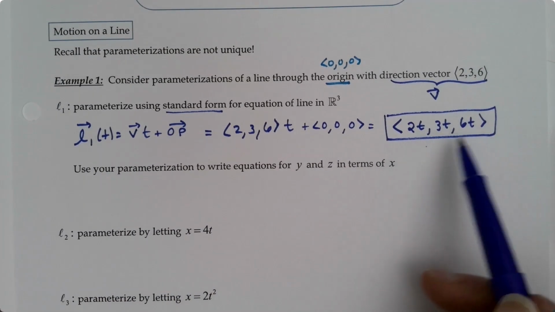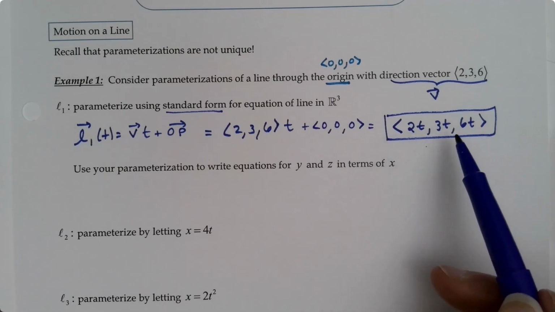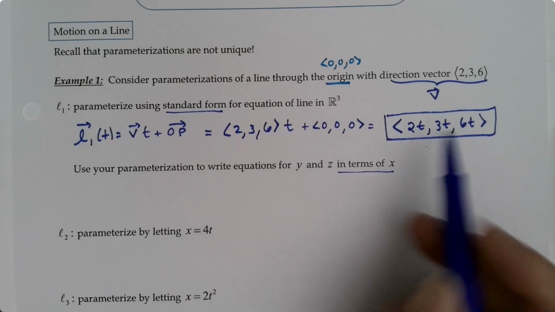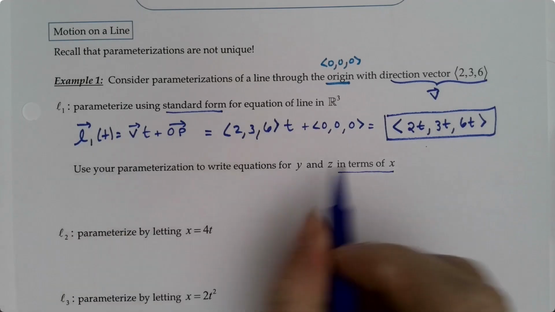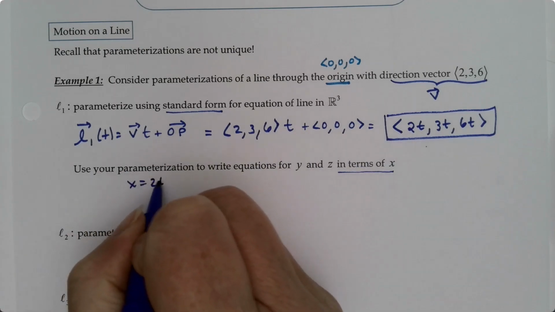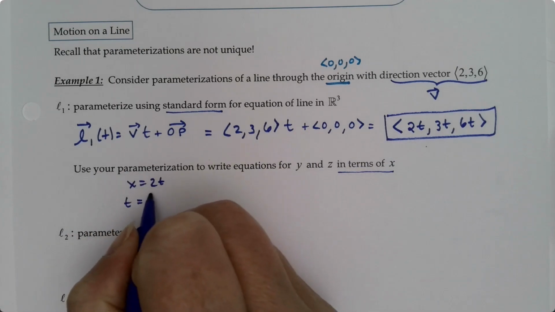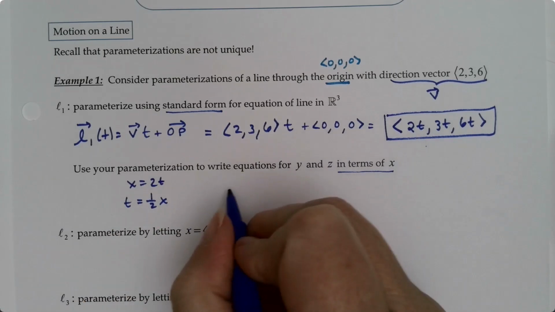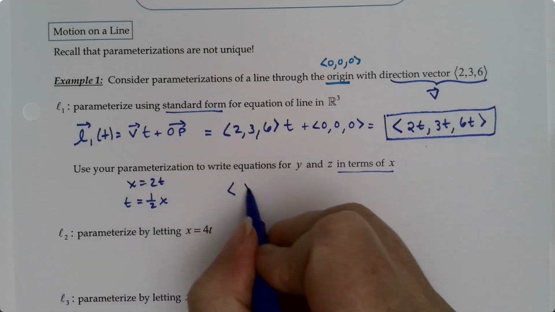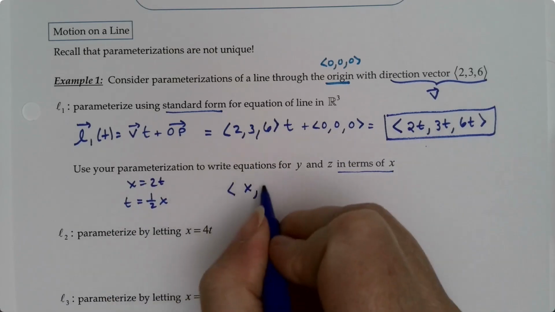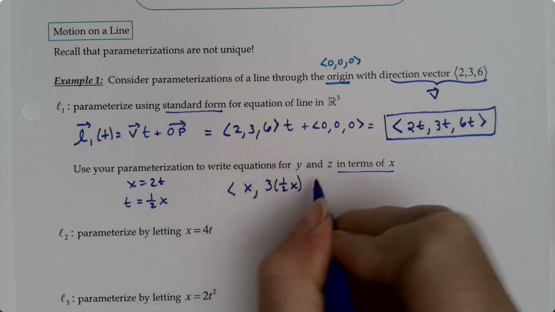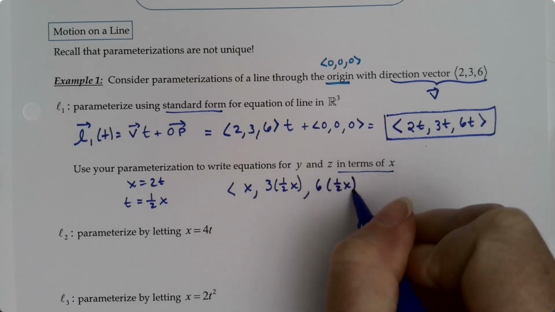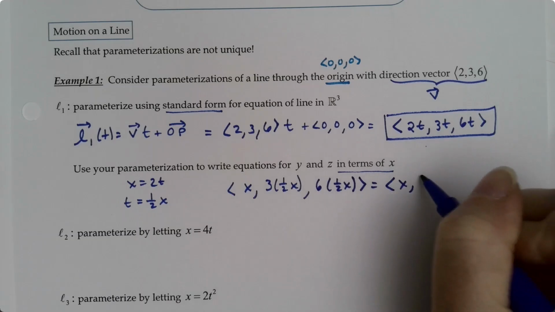Now, there's a relationship going on between these variables that you could define any particular way you wanted. I'm actually going to solve in terms of x for these other variables. So just take a moment and think about this. If x is equal to 2t, then t would be equal to 1/2 x, if you will. And so that means that instead of 2t, I would have x. Then 3t would be 3 times 1/2 x. And then the z component would be 6 times 1/2 x, which would make it 3x.